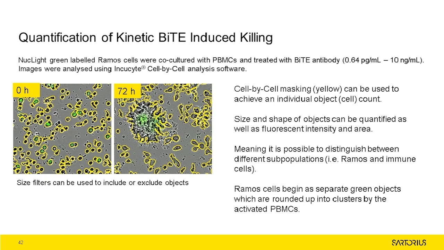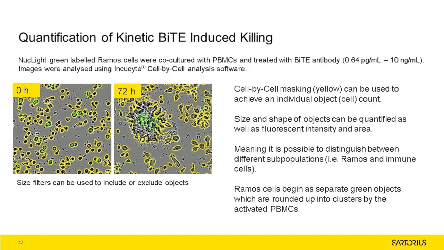IncuCyte cell-by-cell masking, shown here in yellow, can be used to achieve an individual object or cell count. The size and shape of these masked objects can also be quantified, as well as fluorescence intensity and area. As the PBMCs were not labelled and the Ramos are green, the masking is capable of distinguishing between the two cell types. It is then possible to quantify phenotypic changes in each population in terms of cell health, as well as spatial and morphological data.